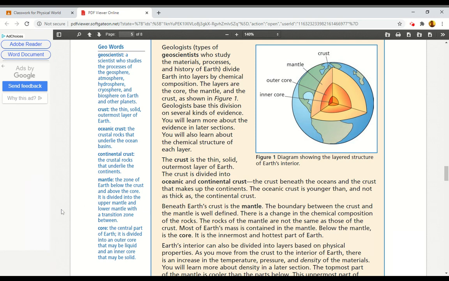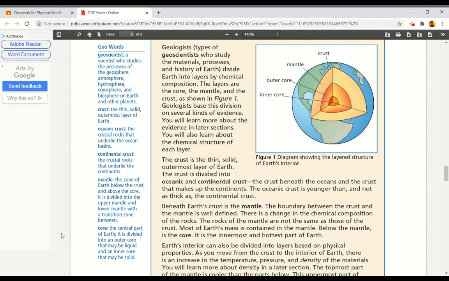Beneath Earth's crust is the mantle. The boundary between the crust and the mantle is well defined. There is a change in the chemical composition of the rocks. The rocks of the mantle are not the same as those of the crust. Most of the Earth's mass is contained in the mantle. Below the mantle is the core. It is the innermost and hottest part of Earth.